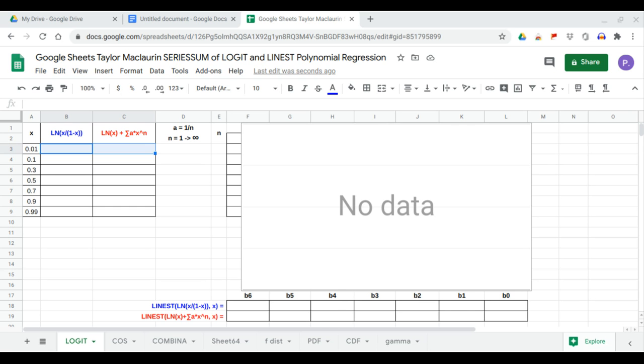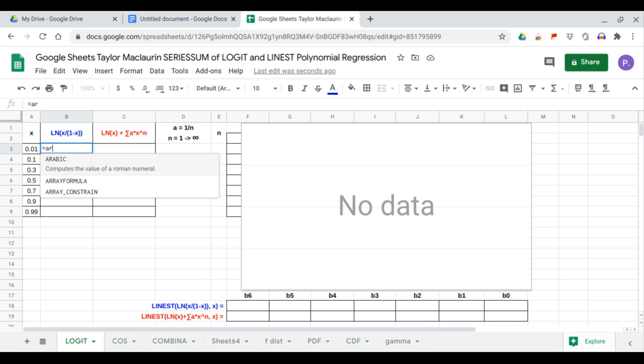In this video, we will generate the dataset of the LOGIT function and its Taylor-Maclaurin SERIESSUM expansion and regress it to the sixth degree. We begin with the use of array formula.